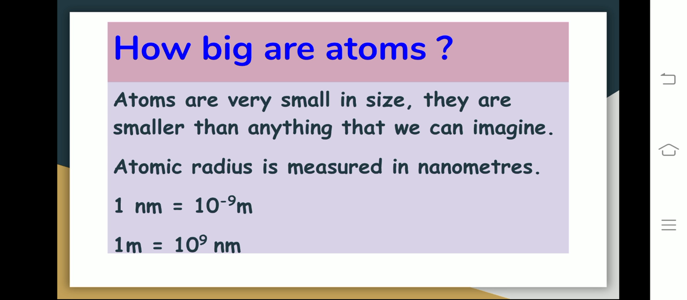How big are atoms? Atoms are very small in size. They are smaller than anything that we can imagine. Atomic radius is measured in terms of nanometers, and 1 nanometer is equal to 10 raised to power minus 9 meters. Or we can also write 1 meter is equal to 10 raised to power 9 nanometers. So, from these values we can imagine how small the size of an atom is.